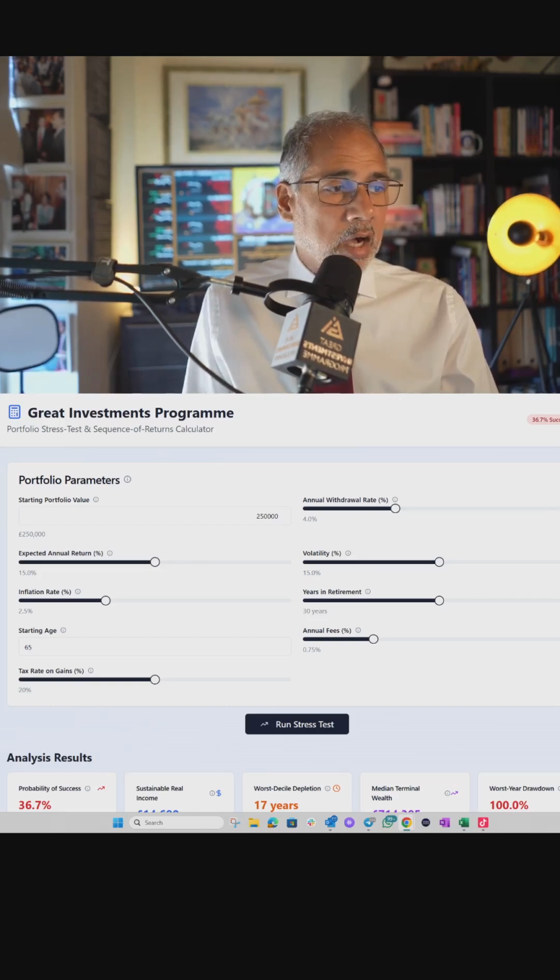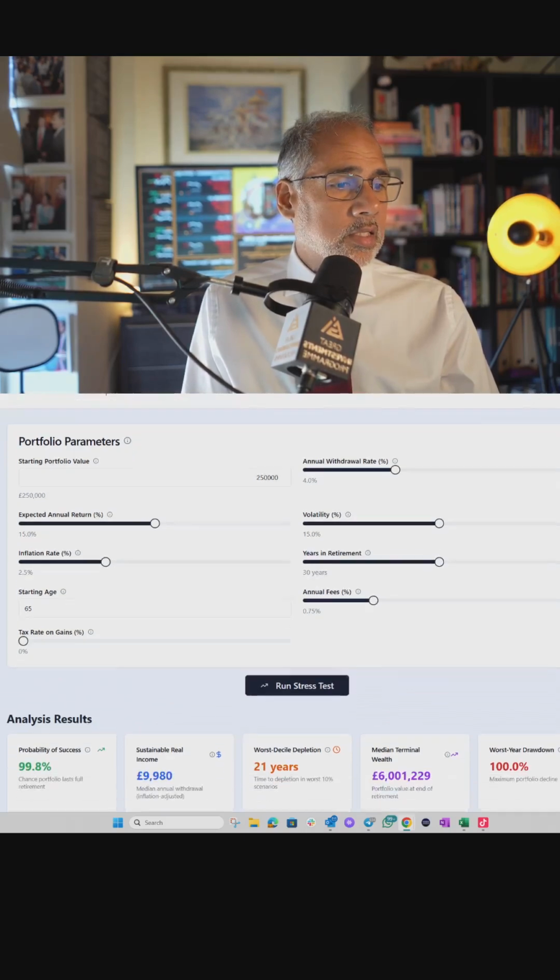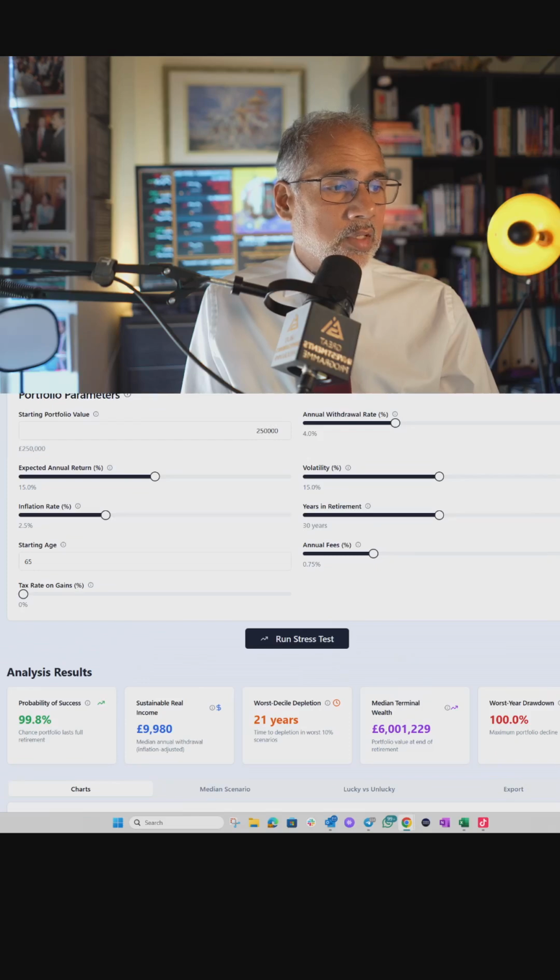starting age 65. Work your own tax out. So I'm going to put 0% tax for now, okay, because it's all in a pension pot. Let's run the stress test. There's a 99% probability sustainable real income would be only 9,980.